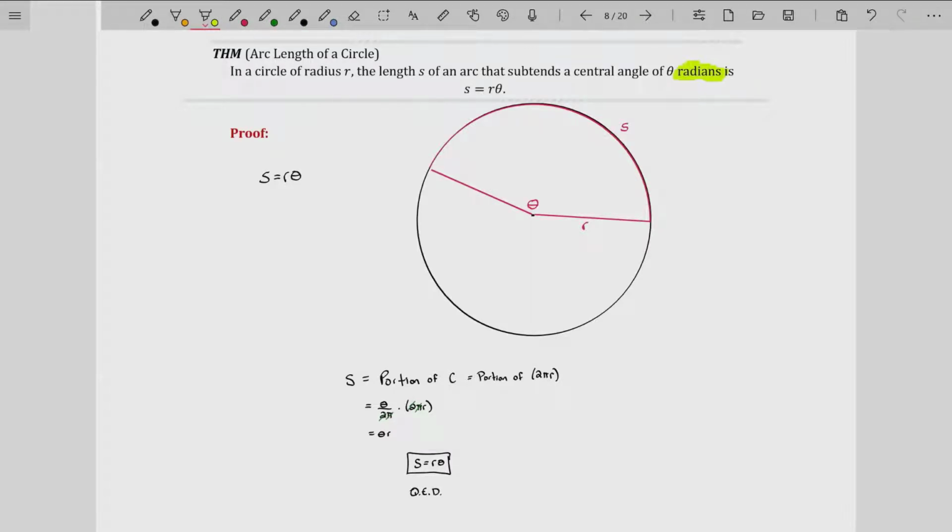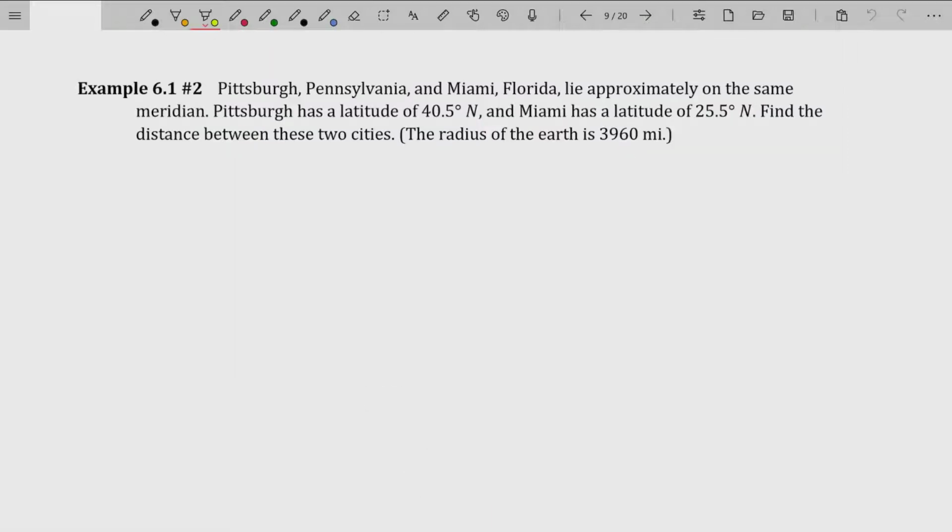You're going to be tricked during exams and homeworks and quizzes when your professor hands you an angle that's not in radians, it's in degrees. They mean for you to convert that to radians first and then find the arc length. And here's a perfect example of that. This is a very classic problem.